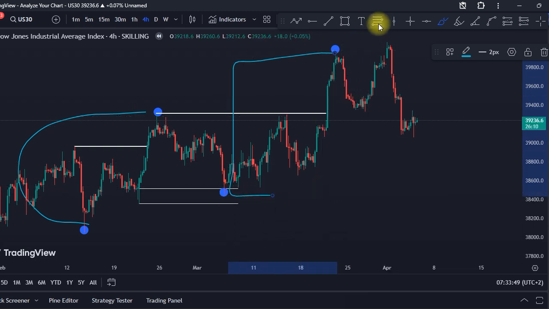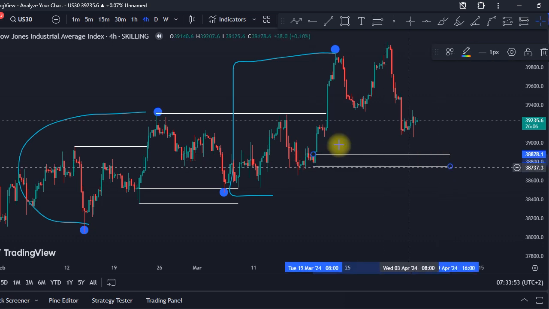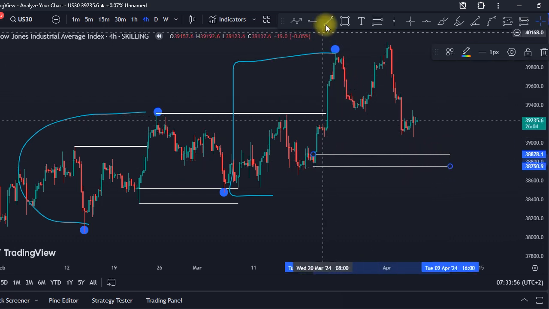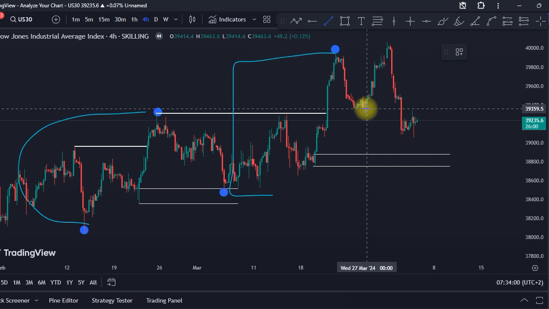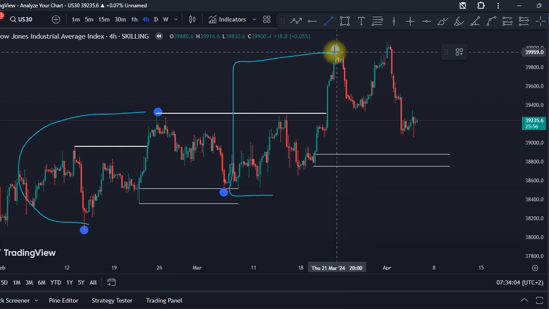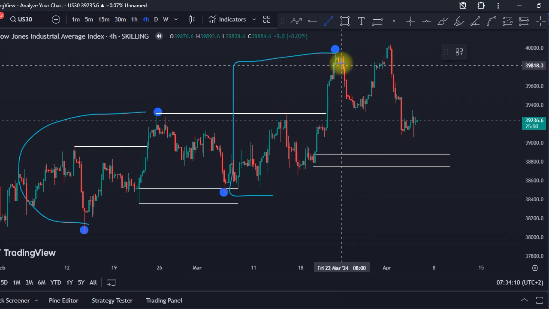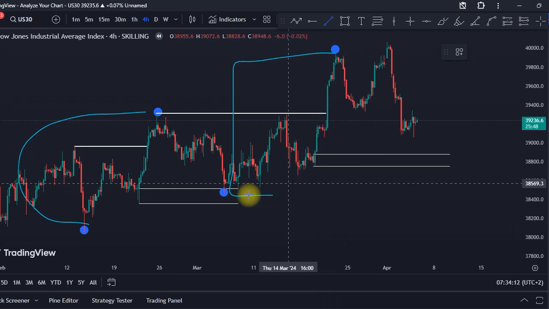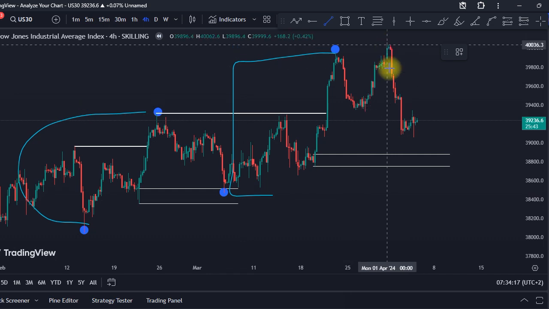Now this is where we come and mark our significant areas. I would mark this one as my significant area, and as you can see, after that, we had a minor retracement to the downside, and then this part over here got taken out. But I wouldn't consider this as a clear breakout of structure because the market didn't retrace to at least 50% of this range over here. So this is just a shallow pullback.